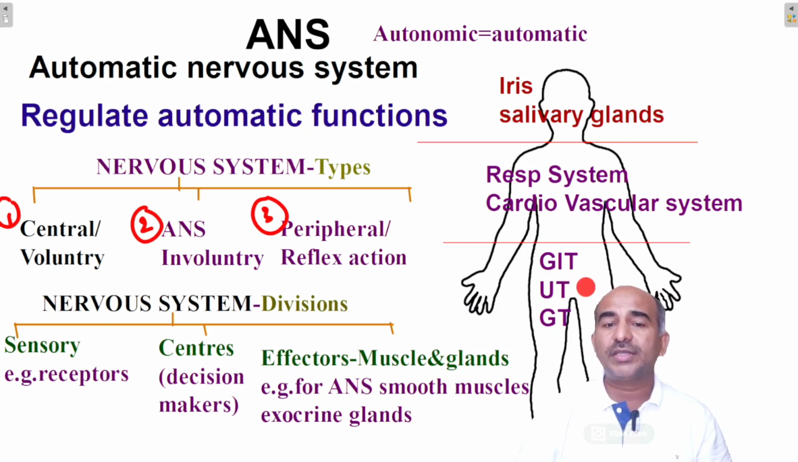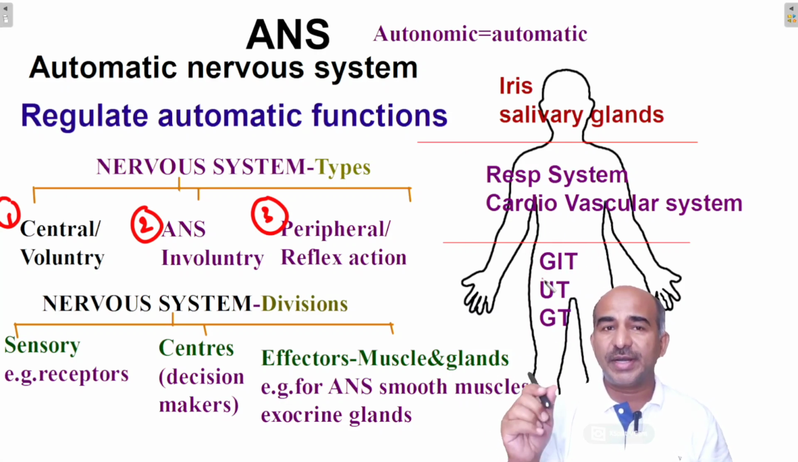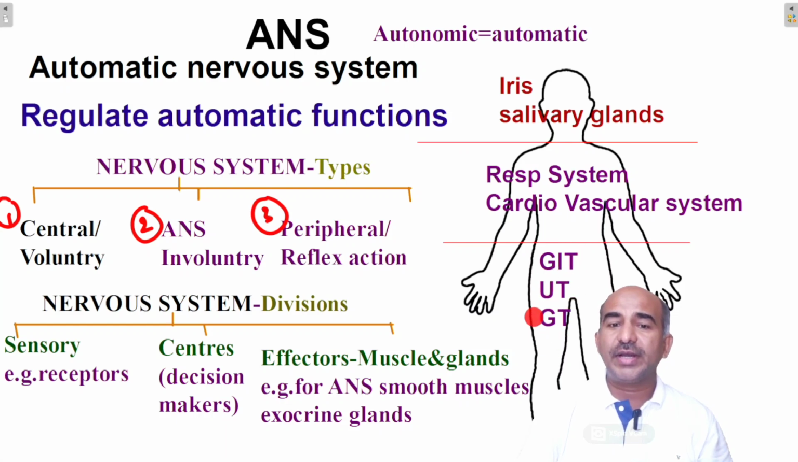Now coming to the third segment. In the third segment, there is the GIT, gastrointestinal tract. Next is the urinary tract, and next is the genital tract. Now, in the gastrointestinal tract, we know that there are smooth circular muscles and smooth longitudinal muscles. Plus, there are glands like the liver, pancreas, and the own mucus secreting glands of the GIT.